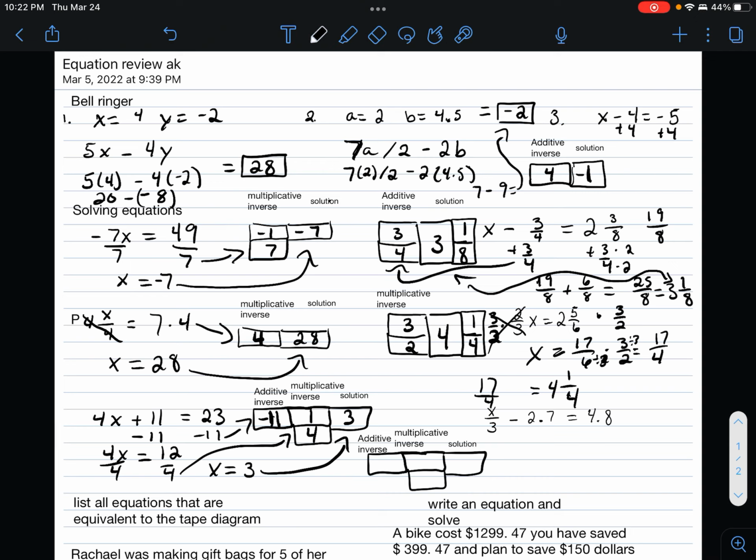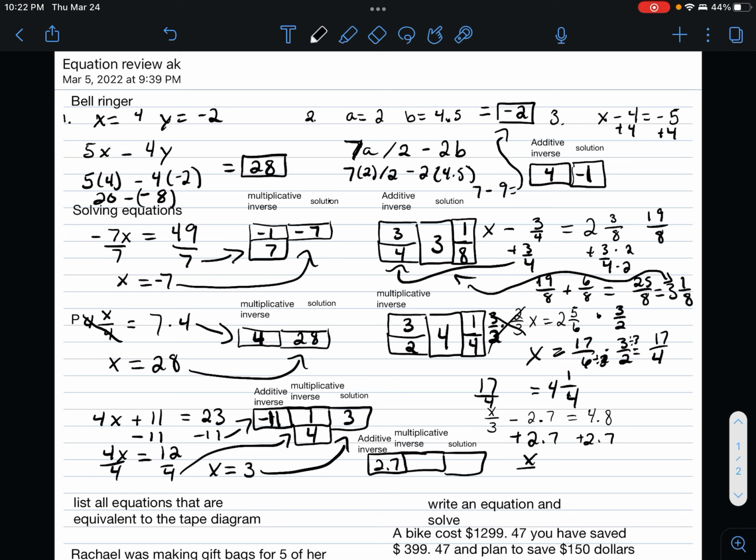Okay, next one. So you've got x divided by 3 minus 2.7 equals 4.8. So this one actually isn't going to have a fraction for our multiplicative inverse. So first step, get rid of the constant, the number not attached to a variable, or that you're adding or subtracting to the variable. So to get rid of the minus 2.7, you're going to add 2.7. So that's going to be our additive inverse, 2.7.